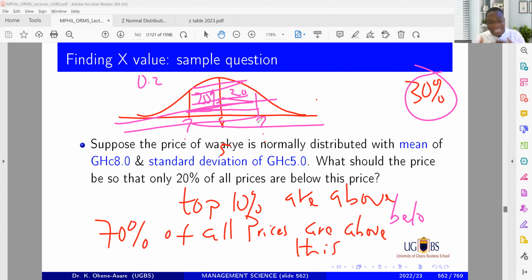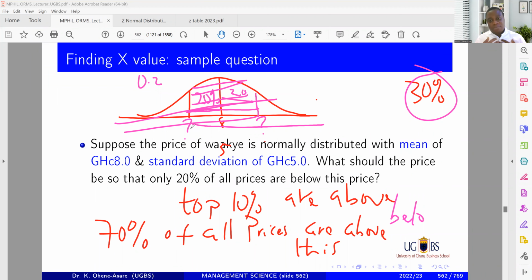Now, that is a very technical way of putting the question. Otherwise, one way of saying some of these things is the top 10% of the prices are below, the top 5% of the prices are above, the top 20% of the prices are below, the top 30% of the prices are above, and all of that. But what you are talking about is not for the price you are looking for, it's for the other prices above this price.